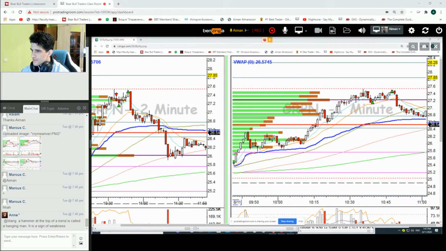Now look at this. Would I have re-entered here or here? Definitely no, because I don't have confirmation candles on the 1-minute chart. I don't have confirmation candles on the 2-minute chart. And yes, it worked out, but this move right here, it would have gone without me, and I would not have regretted it actually.